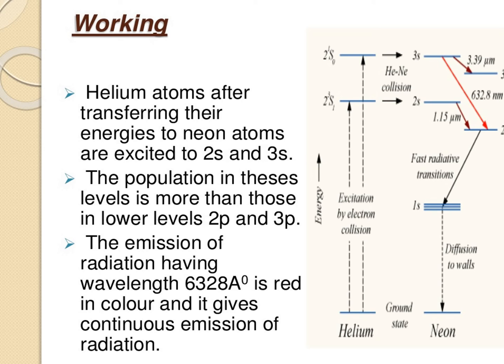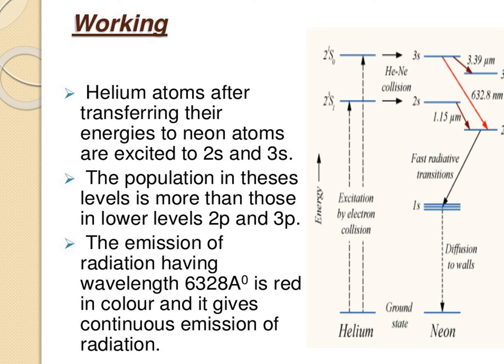This is laser light. There is another transition between 2s and 2p, and once again the light that is emitted will be in the infrared region of wavelength 1.15 micrometers. Now most of the atoms are present in the 2p energy level.